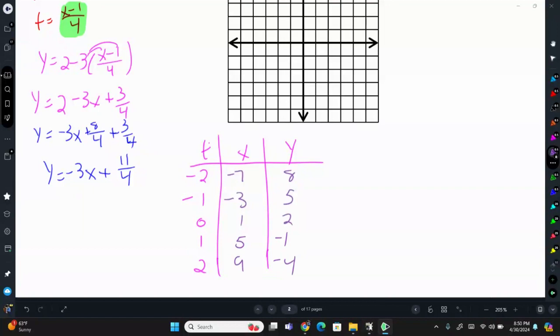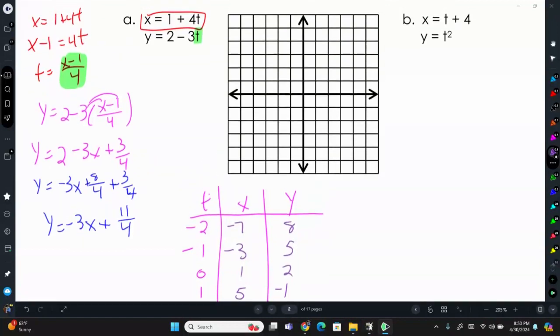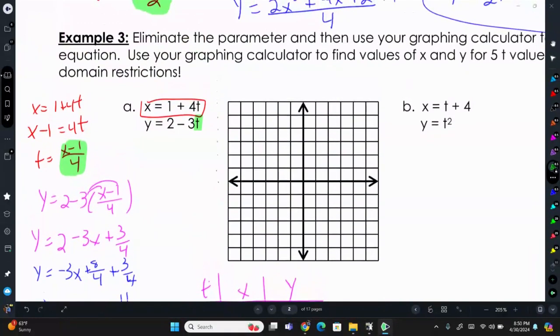So we're going to plot those points, -7, 8. All right, this one's going to go off the graph. 1, 2, 3, 4, 5, 6, 7, and then 8. Then we have -3, 5. Then 1, 2. 5, -1. And then 9, -4 is also going to be off our screen over here.